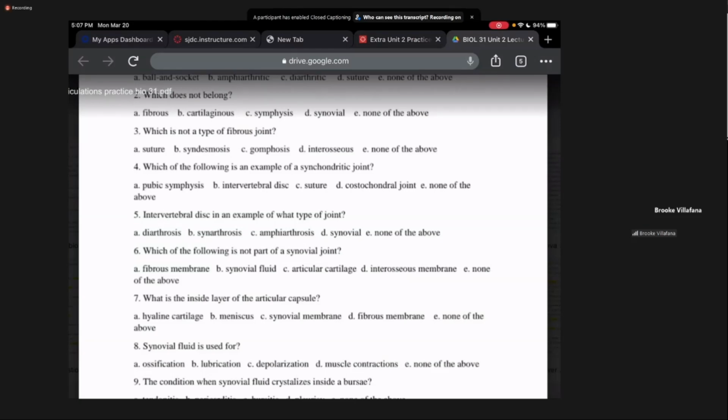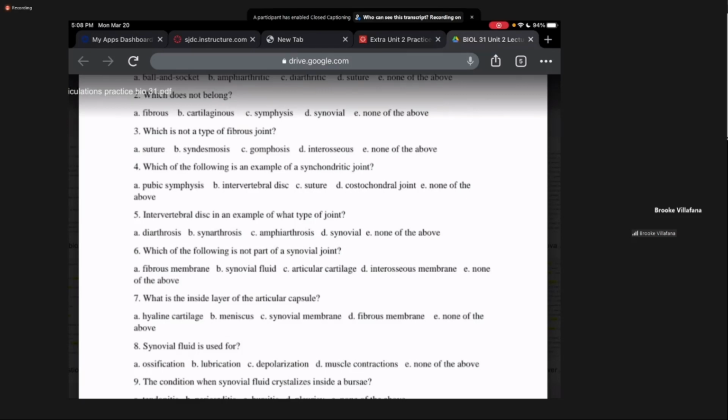Versus D, costochondral is an example of a synchondritic joint. Sorry, I misread the question as well. Synarthritic versus synchondritic is a really easy way to get confused. I just read the question too, and I thought it was saying synarthritic. Remember, if it says synarthritic, that's talking about the joint movement. So we have diarthritic, which is freely movable, amphiarthritic, which moves a little bit, and synarthritic. A synchondritic joint is different. A synchondritic is an example of a cartilaginous joint.